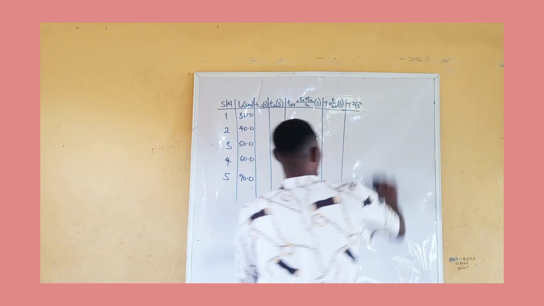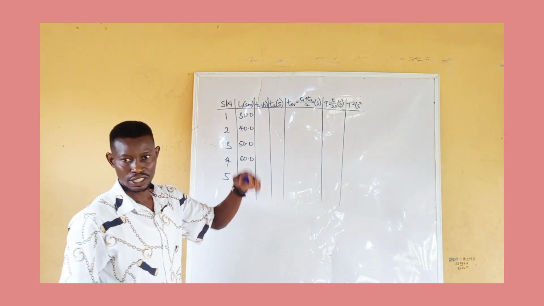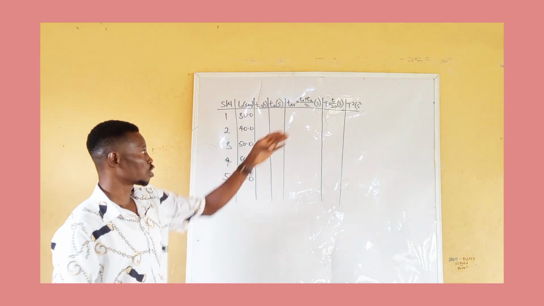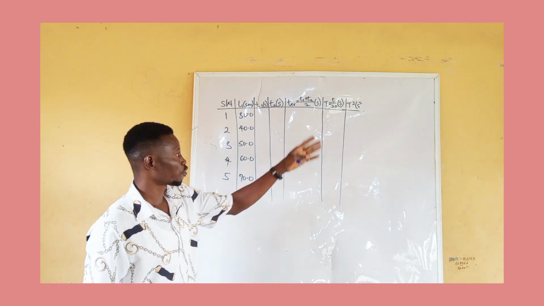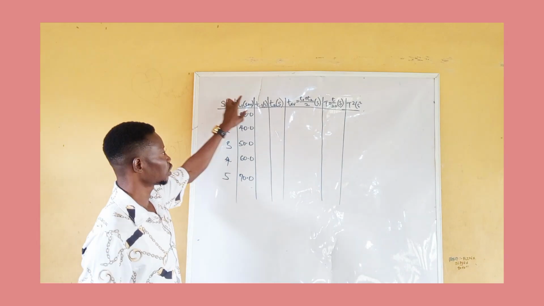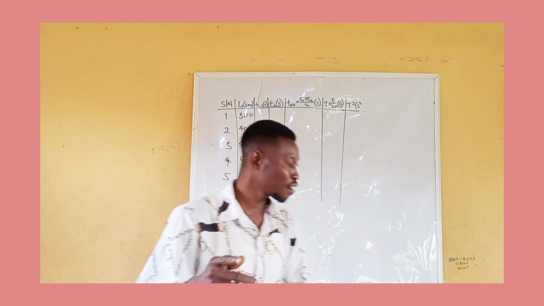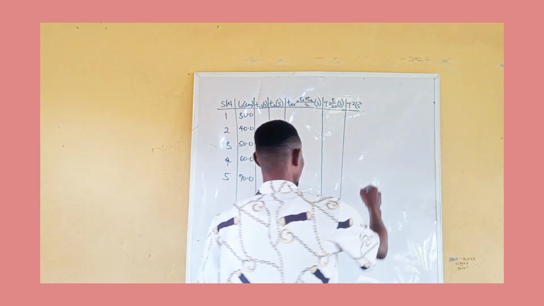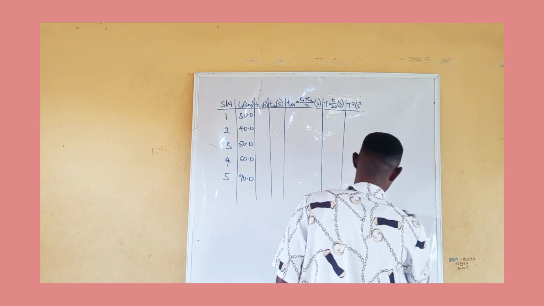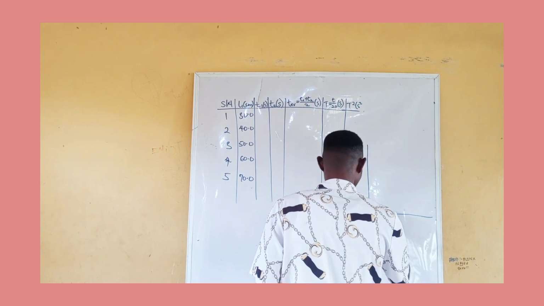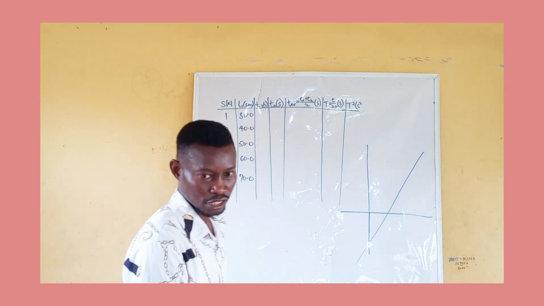Like I said, you may also expand the table so that you have T squared inverse, which is 1 over T squared, in case you are asked to plot a graph of T squared inverse against L inverse. So this is what your table should look like. And when the graph is plotted, you should have a straight line graph of this nature.